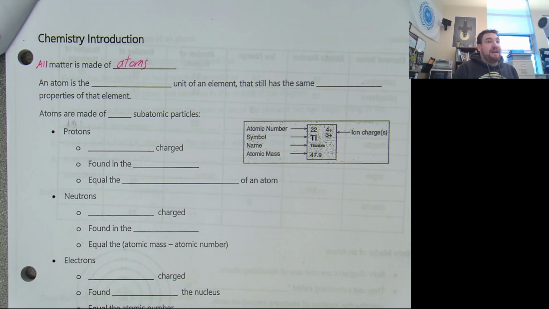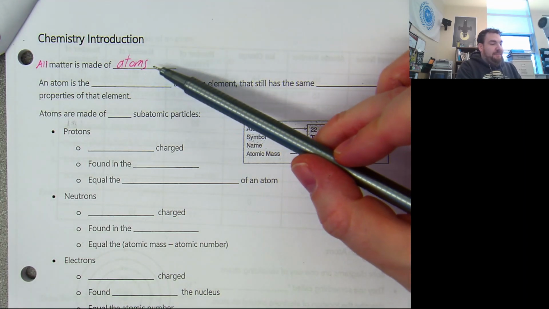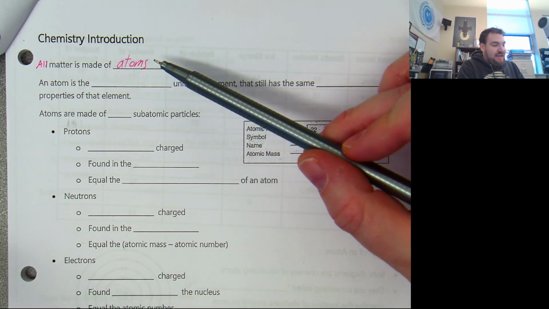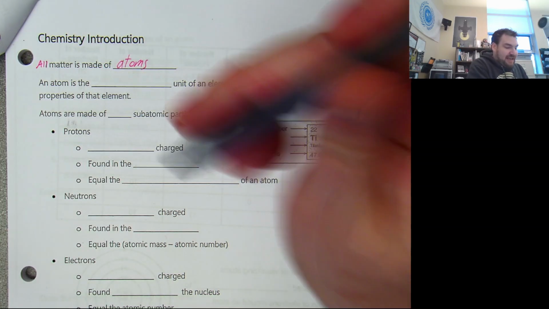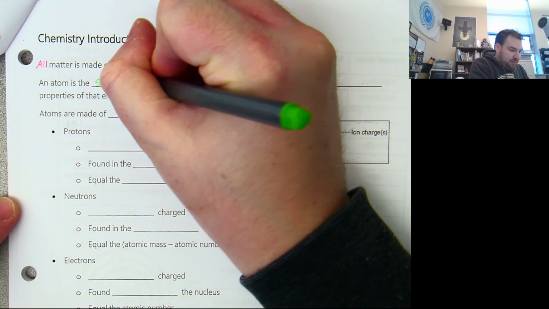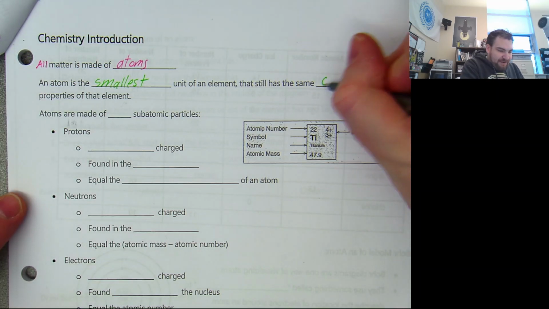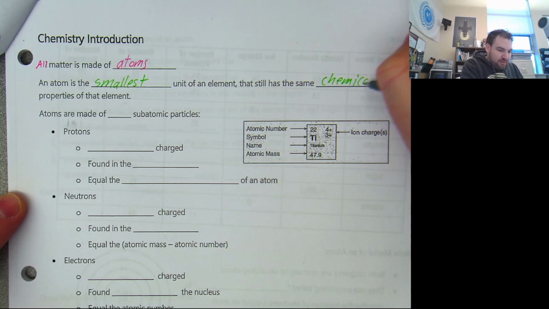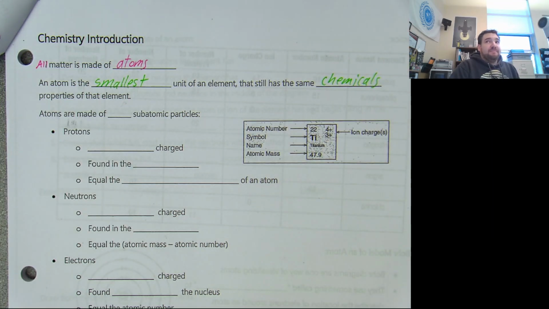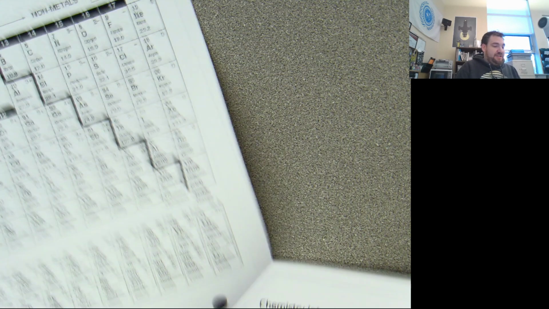There are things that make up atoms. You could talk about protons, neutrons, and electrons, which we're going to in a second. But the reason we talk about matter being made of atoms, even though there are smaller bits, is that an atom is actually the smallest unit of an element that still has the same chemical properties of that element. So the atom's as small as you can get and still have the things that are found on this table.